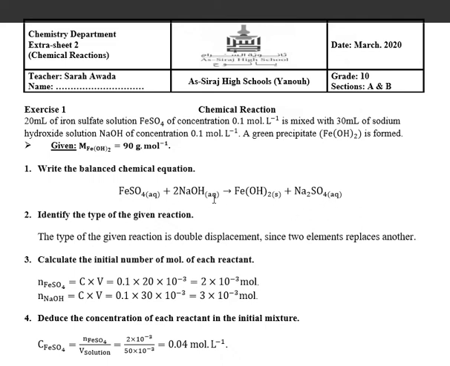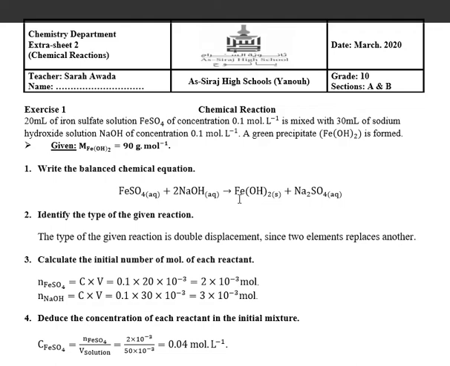Now you have to balance this reaction. Here we have 2 Na in the products, so we have to multiply NaOH by 2. By multiplying NaOH by 2, now we have 2 OH, and in the products we have 2 OH. So now it's a balanced chemical equation.